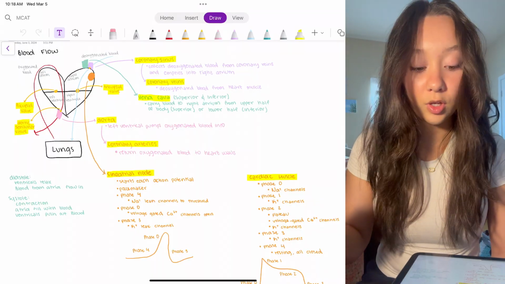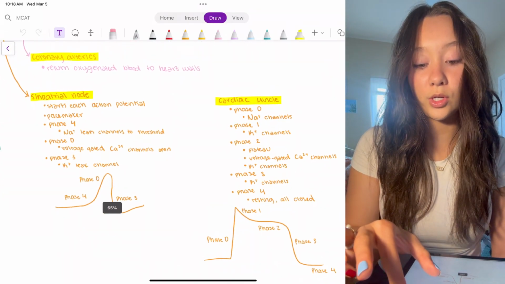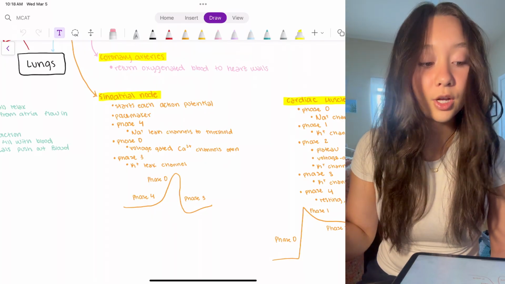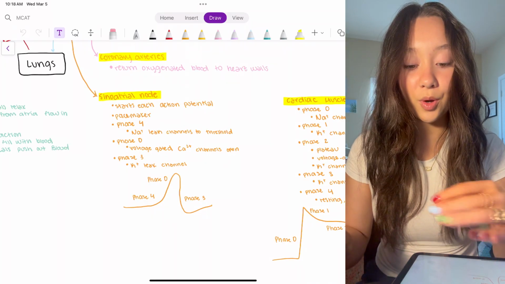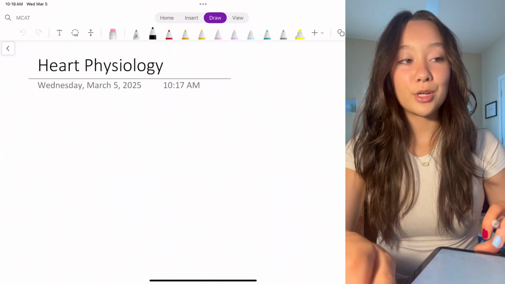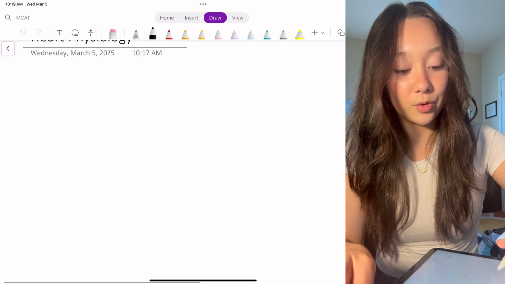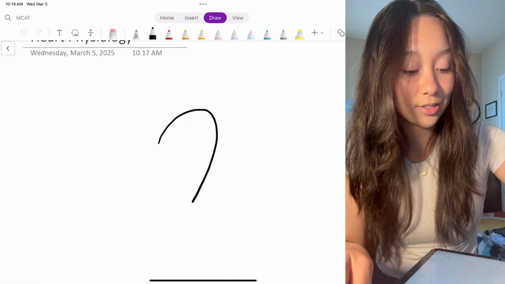And then in the next video we're going to add on all of this in orange, talking about the different action potentials of the SA node and then also just plain cardiac muscle. So let's get started. So I'm going to start with drawing just a heart. I'm not that artistically gifted, so unfortunately just a heart is going to have to do.